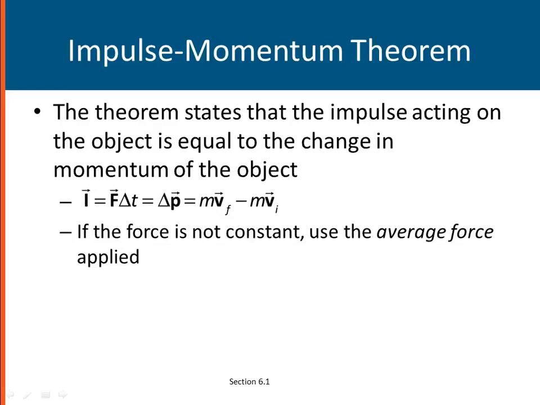Similar to the work-energy theorem, we have an impulse-momentum theorem that states that the impulse acting on an object is equal to the change in momentum of that object. A lot of times we'll say that the force times the time that this change in momentum is happening is equal to that actual change in momentum: the final velocity times the mass minus the initial velocity times the mass. If the force is not constant, we just use the average force that is applied through this time interval.